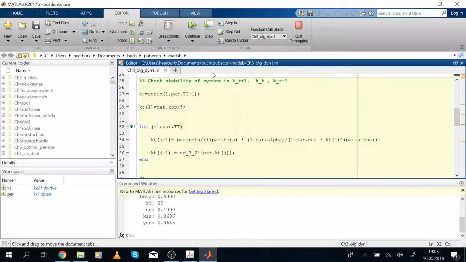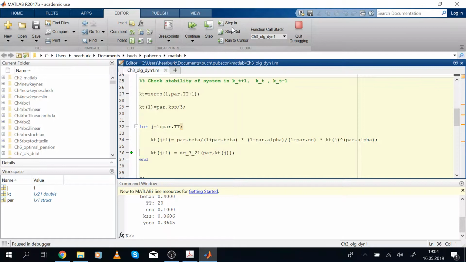Now we iterate over equation 21. For given k0 we can compute k1, for k1 we can compute k2, and so on up to k20. This is done in the for loop in lines 32 to 37. Here we assign the right hand side of equation 21 to the next period value of the capital stock. This could equally be done by using a function.